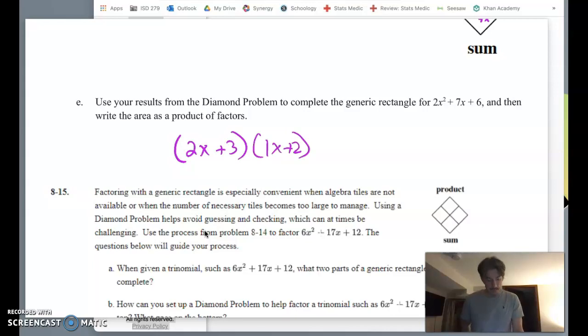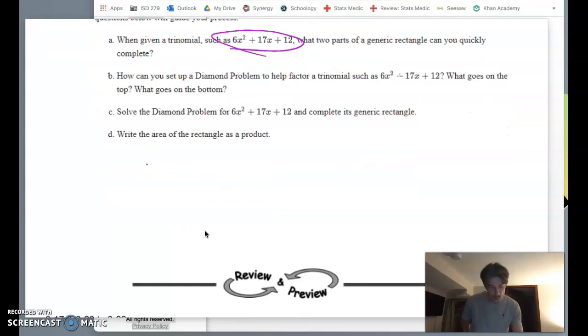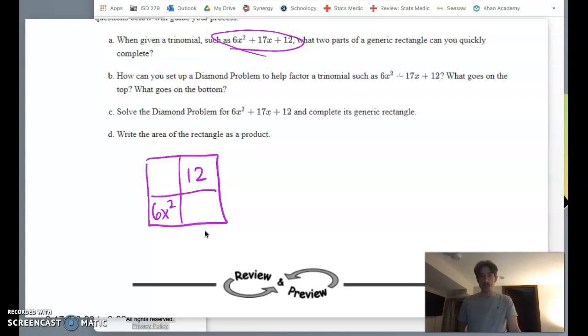Okay? We can continue to factor, and factoring with that rectangle is really pretty convenient. And I'll try to sneak one more factoring problem in here before we end this video. When we go ahead and factor this trinomial, what 2 parts can we always sneak in there? Well, you can always sneak in there those terms that didn't get combined. So I'll put in there the 6x squared and the 12. It's our first and last.